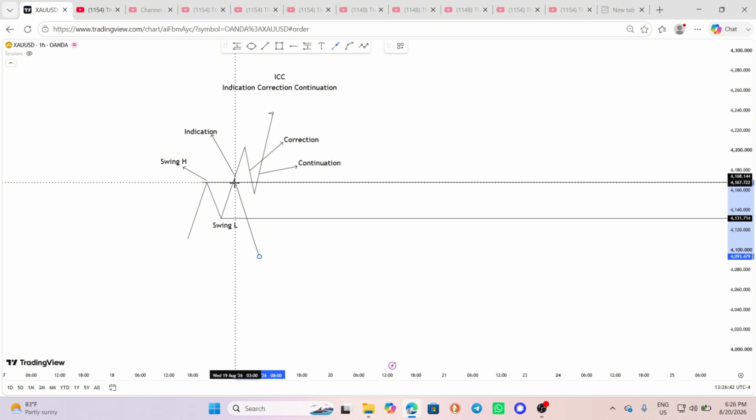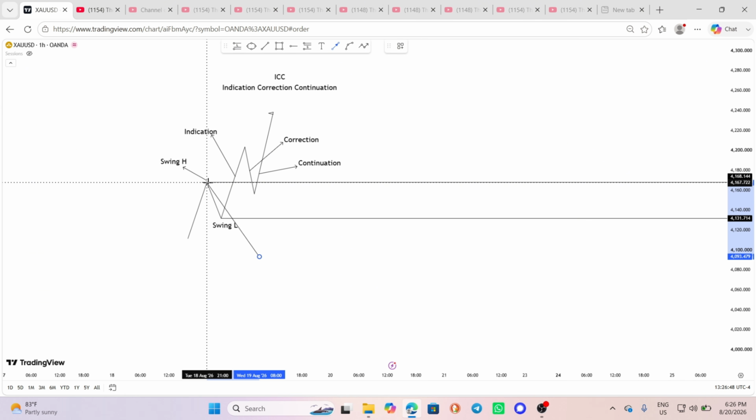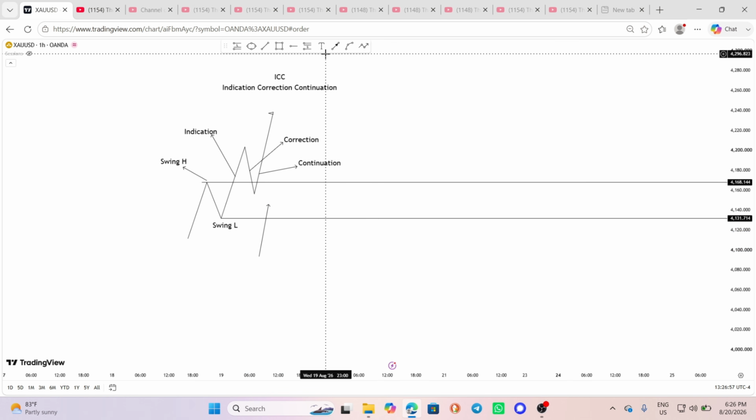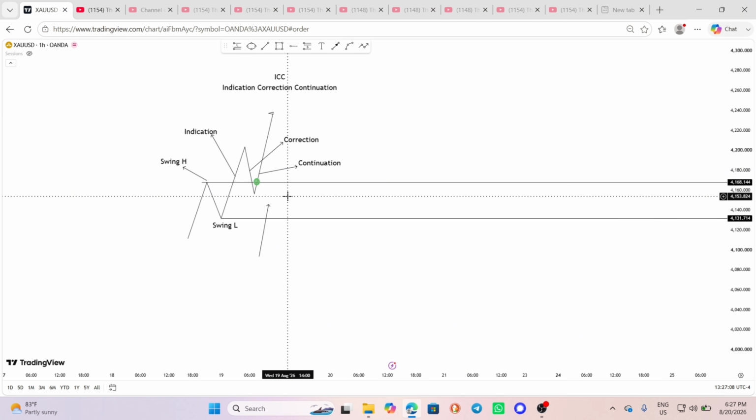This is where price broke above the swing high. Price corrects, comes back underneath this level. The second time price comes back above this level, this is where your entry is coming from. This is where you enter. You're entering from here, from this zone. This is the zone you're supposed to enter off of. This is where your entry is coming from.